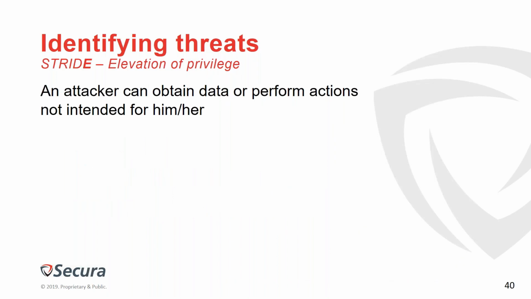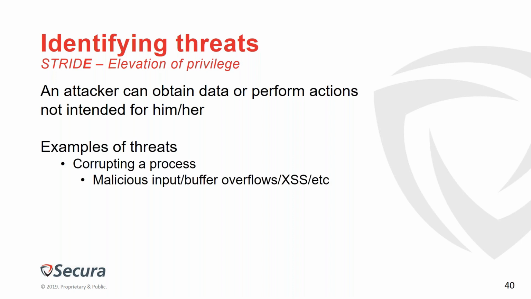And the last one, elevation of privilege. An attacker can obtain data or perform actions that are not intended for him or her. I think in the Equifax example, we have a couple of examples there, right? Where actually multiple vulnerabilities, multiple threats are chained to elevate the privileges. And what you often see in real life is that a lot of threats that you may come across when you're doing threat modeling exercises internally in your organization are actually related to multiple aspects of STRIDE. Like it can be spoofing, it can be tampering, and ultimately that leads to elevation of privilege.